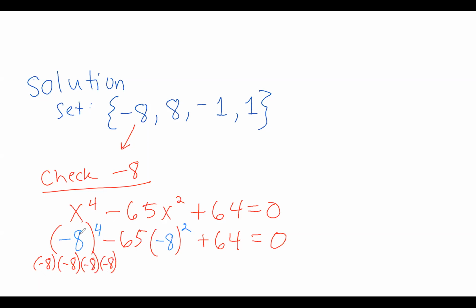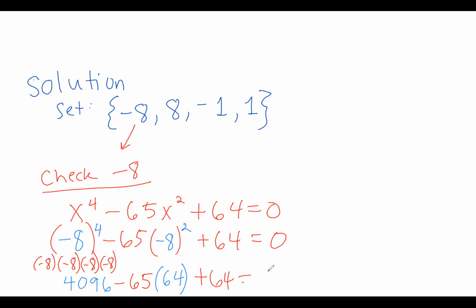If you use your calculator for the exponent, just make sure you keep the negative 8 in parentheses. If you don't, you're going to end up with a negative answer. And I hope you can see, if you write out 4 negatives, you can kind of pair those together. Negative times negative is positive, negative times negative is positive. This is going to turn into, our first term, positive 4,096. Okay, next. I still have that minus 65 times. The next thing we have is this negative 8 in parentheses squared. Well, that's really like negative 8 times negative 8, which is positive 64. And then finally, I have plus 64 equals 0.